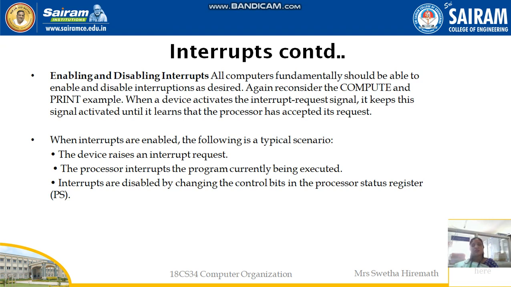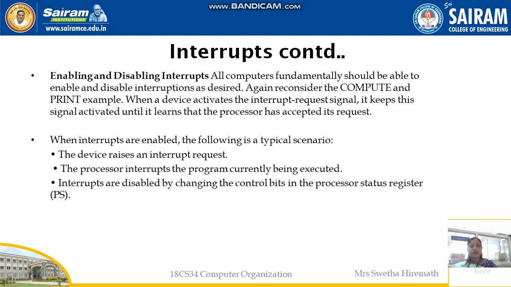Once the processor receives this request signal, the processor interrupts the program. That is, the program compute that is currently being executed will be stopped at that particular moment, and the control will be given. Before the control is given, interrupts are disabled. Whatever interrupt signal was raised by that particular program or routine will be disabled by changing the control bits in the processor status register.